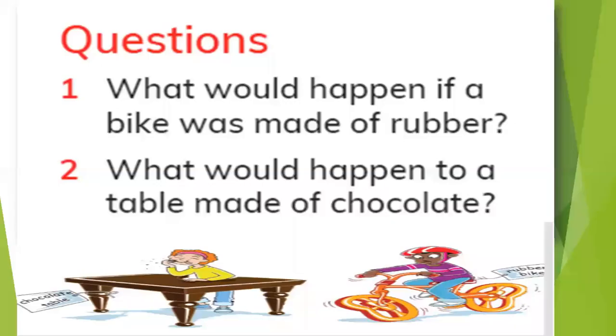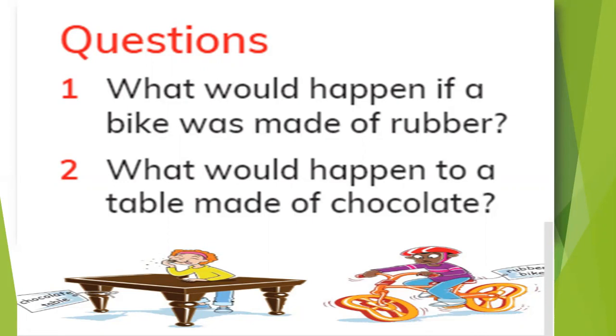Okay, here are some questions. What would happen if a bike was made of rubber? And what would happen to a table made of chocolate? So it would bend when you sit on it. Look here in the picture, you can see when you sit on a rubber bicycle, what will happen? It will bend.